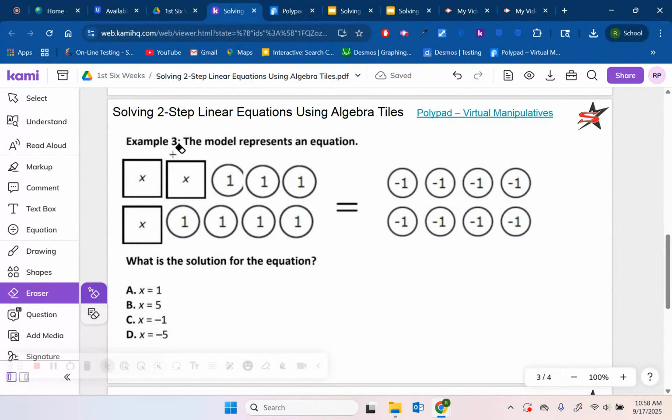Okay, so now we got example 3, which is 3x plus 7 equals, look, 1, 2, 3, 4, 5, 6, 7, 8, but they're negative. So this will be what? Negative 8, so equals negative 8.